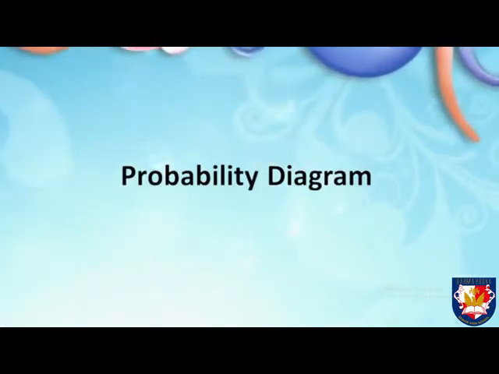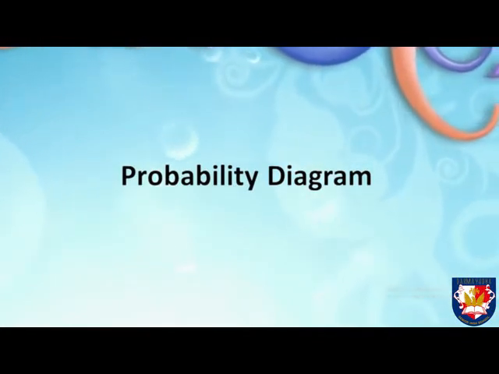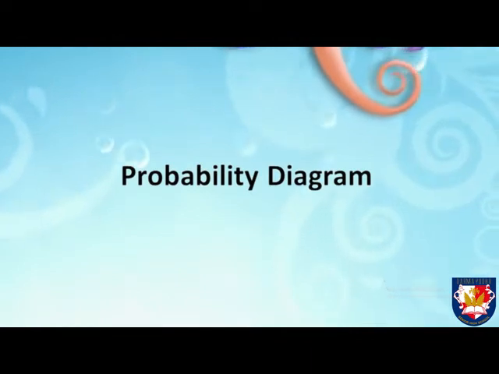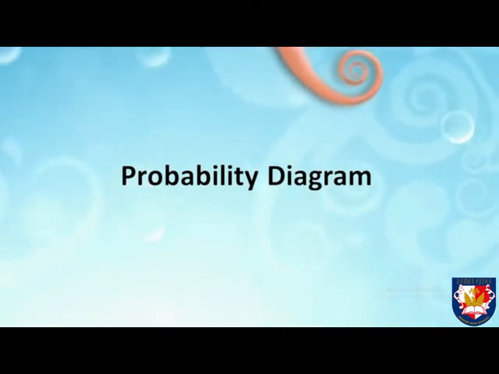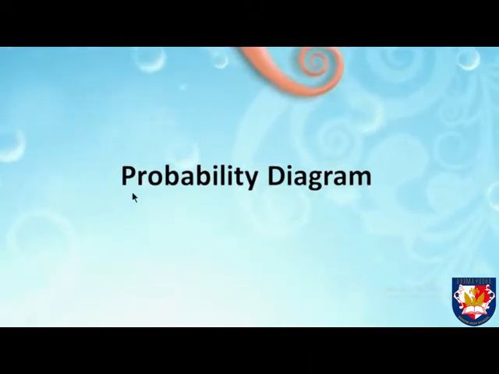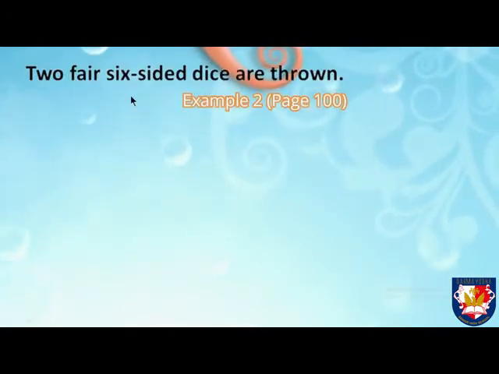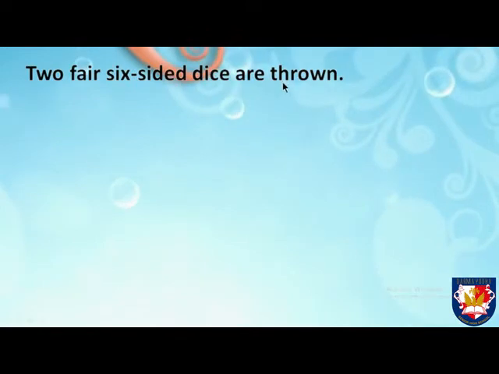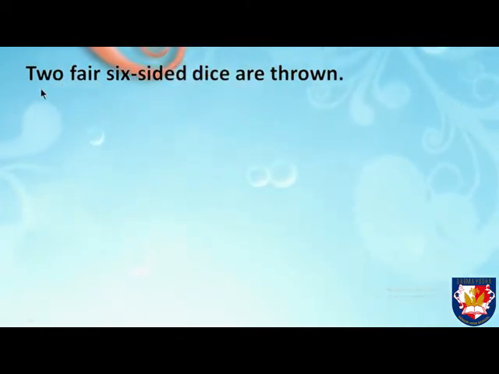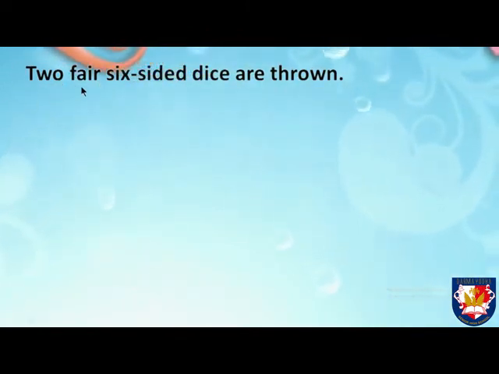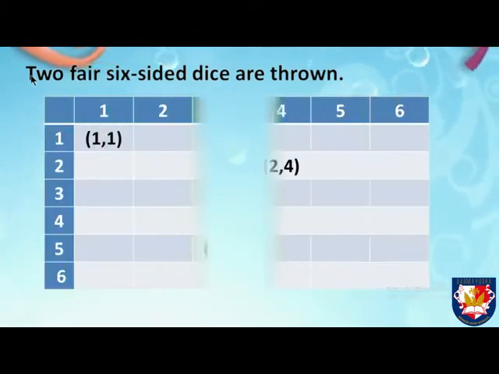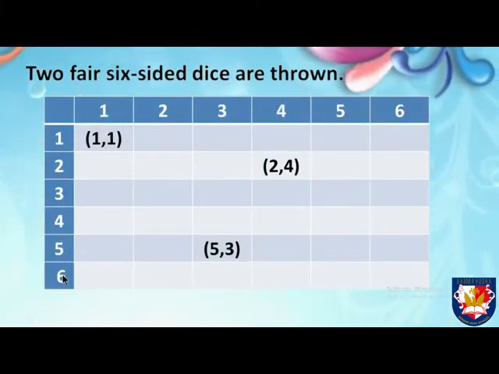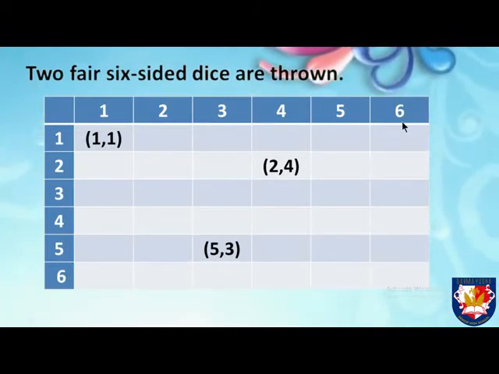So how about the probability of an event that involves two processes? We need a probability diagram to list all the outcomes. For example, 2 fair 6-sided dice are thrown. It includes 2 processes, so we need the diagrams. Let's say this is the first die and this is the second die.